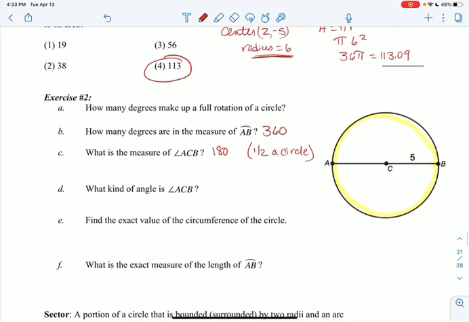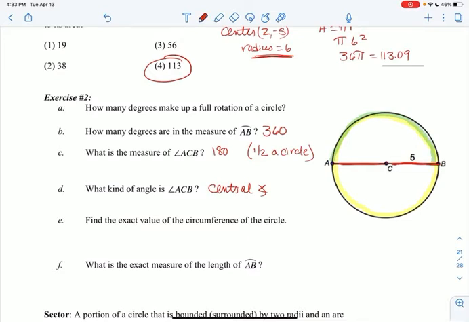What kind of angle is angle ACB? Well, it's a straight angle, but in terms of the circle, it's a central angle. And we remember that a central angle is equal to the arc. So if I'm talking about angle ACB, the arc that it intercepts is this arc right here, and I'll highlight that in green, and that's half a circle. That would be 180 degrees.